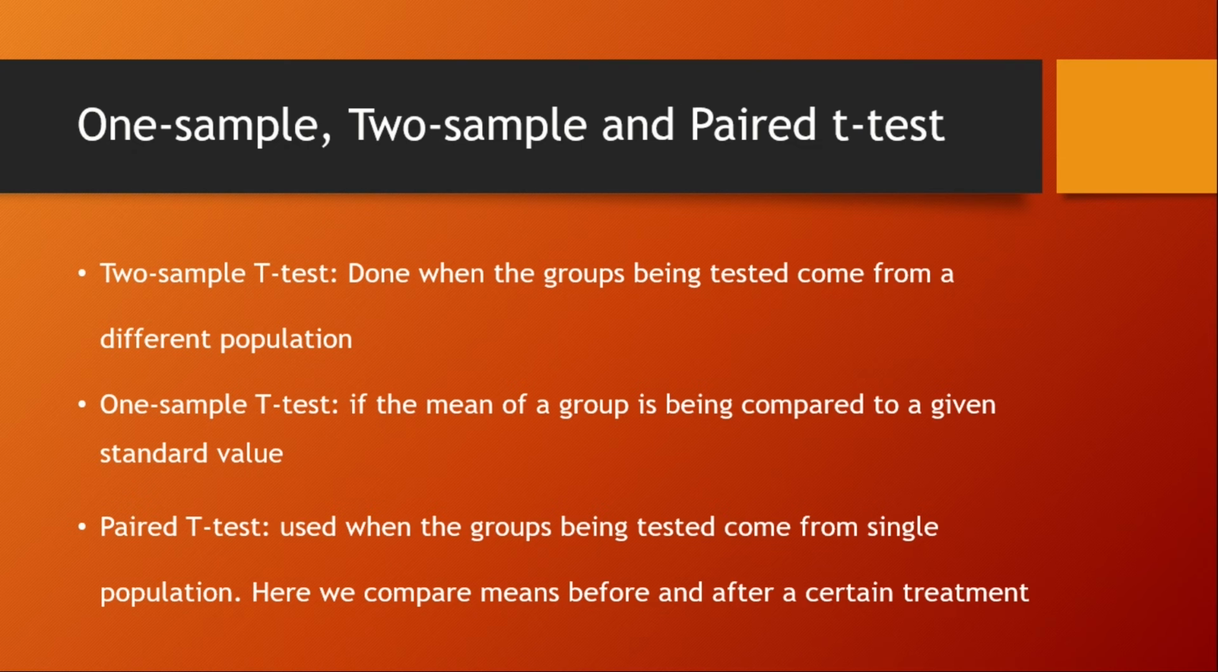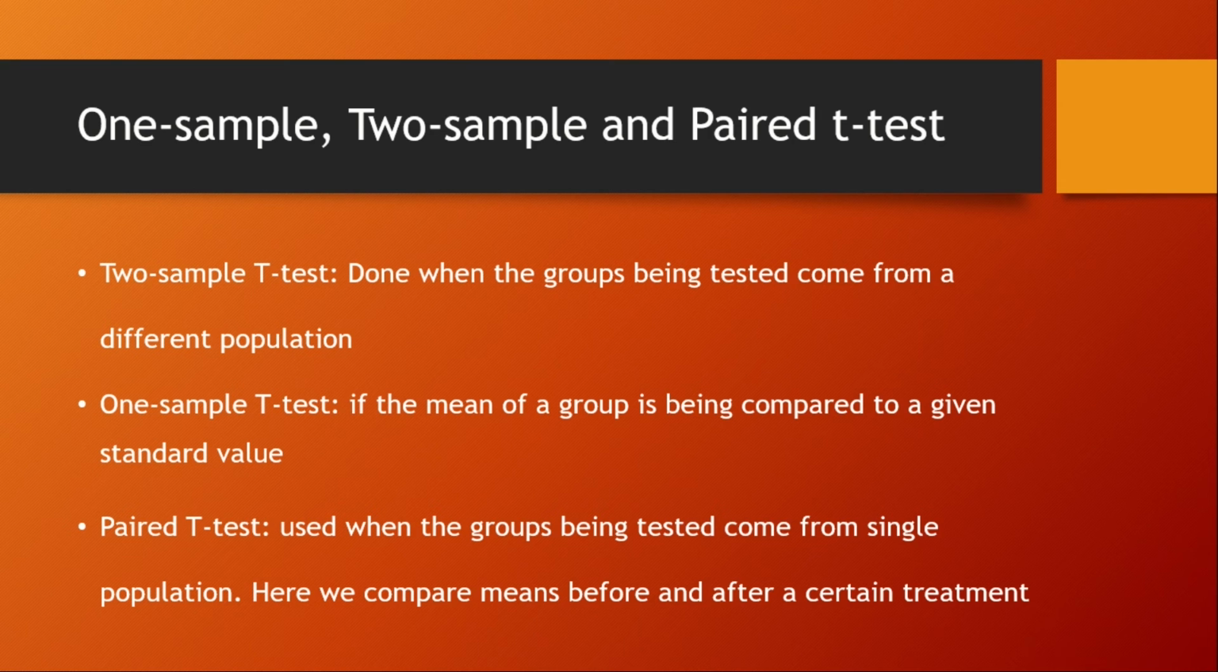And also another one, we have one sample t-test. This is when the mean of a group is being compared to a given standard value. So you enter a classroom with 30 people, and you assume that the mean age of people in this classroom is 35. So that 35 is an assumption, and it is your standard value. You want to prove that the mean age is 35. In that case, you have set a standard value of 35, and we are going to use a one sample t-test.